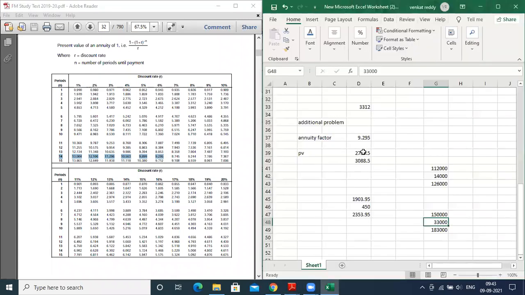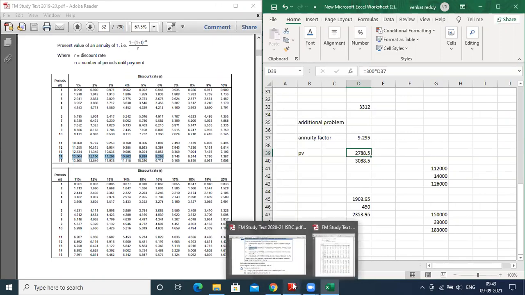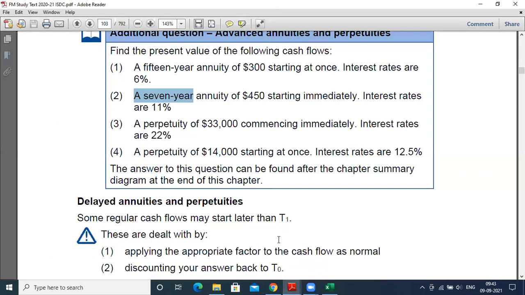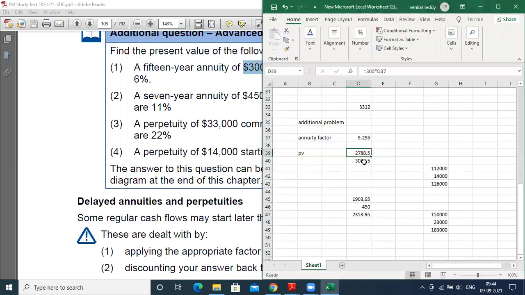9.295 into 300. Here you can see, we got 2788.5 plus the advance amount of 300. So the total value will be 3000. Because it is a 15-year annuity, but the first cash flow we are receiving in advance, it means immediately we are receiving it. So we are considering only a 14-year annuity. So 300 into the annuity factor for 14 years at the rate of 6%, and to the result we get, we will be adding the initial value of 300. So the total answer for the first one will be 3080.